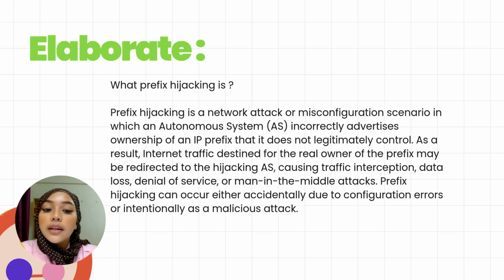Prefix hijacking is a network attack or misconfiguration scenario in which an autonomous system incorrectly advertises ownership of an IP prefix that it does not legitimately control. As a result, internet traffic destined for the real owner of the prefix may be redirected to the hijacking AS, causing traffic interception, data loss, denial of service, or man-in-the-middle attacks. Prefix hijacking can occur either accidentally due to configuration errors or intentionally as a malicious attack.